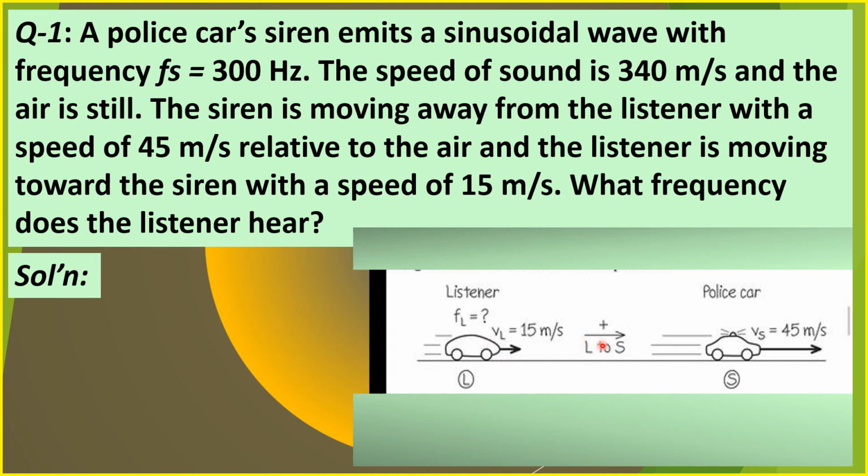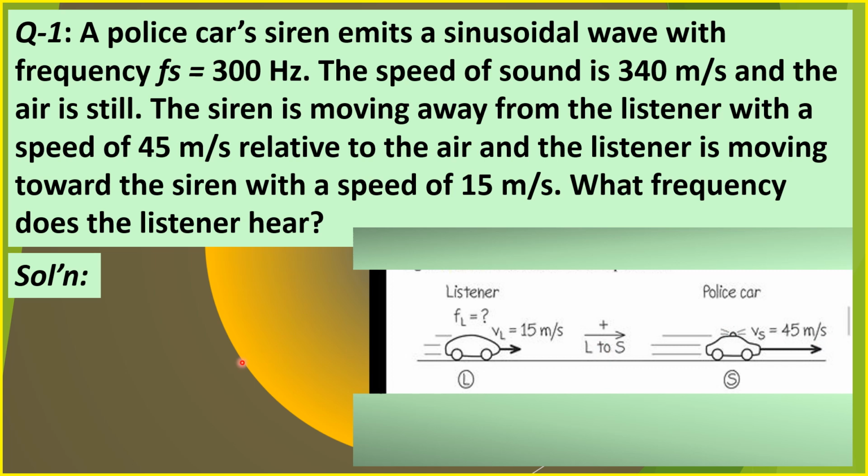That is illustrated in our figure or sketch here. The listener has a speed of 15 meters per second, and the police car is moving at 45 meters per second, moving away from the listener at a higher speed.